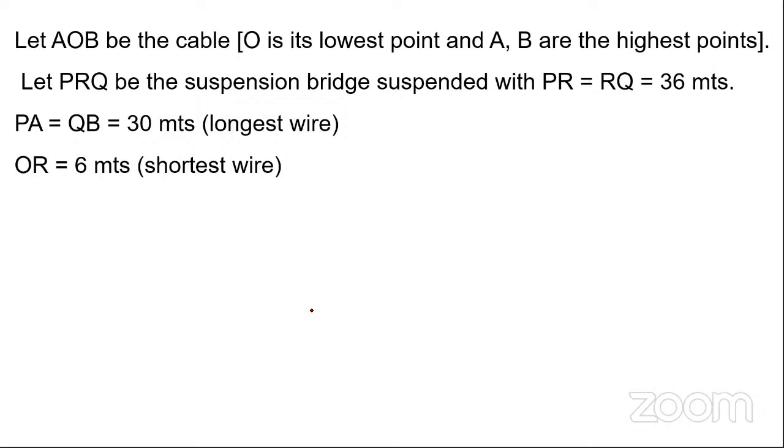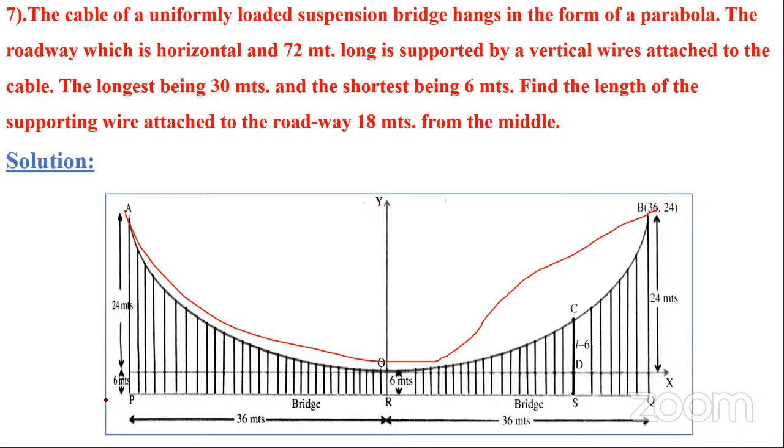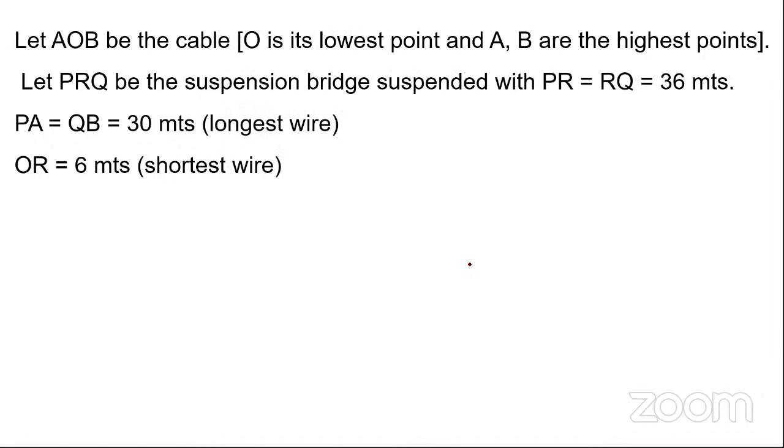PA and QB are 30 meters, up to this point. Next, this is the longest wire and OR is the shortest wire. So O is the origin. I'm taking O as the origin.